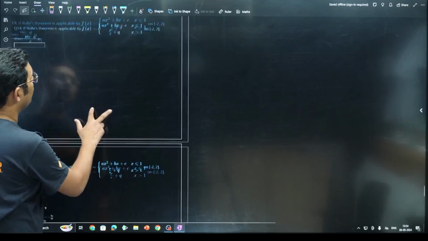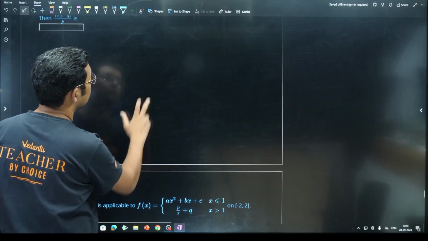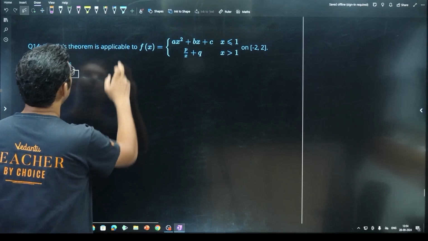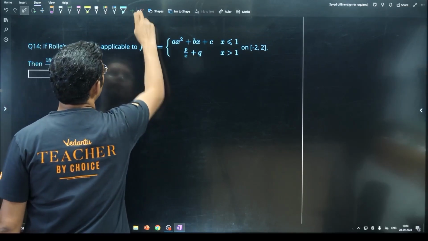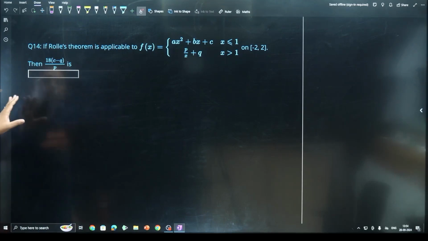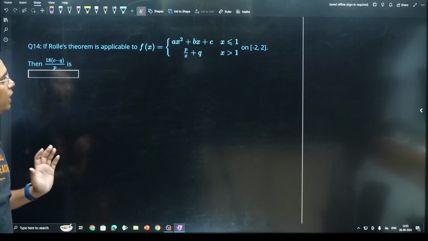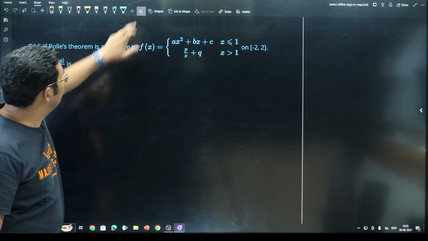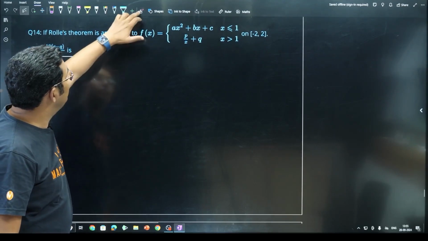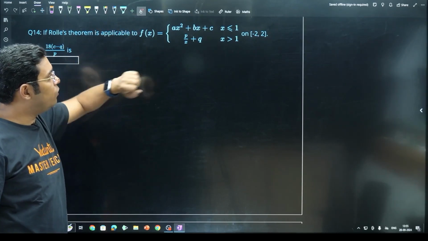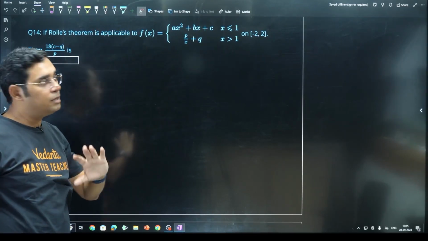Here we are given that Rolle's theorem is applicable to f(x) on minus 2 to 2, then we have to find the value of 18c minus q upon p. Let's see how this can be done. Here we are given f(x) in two parts. For x less than or equal to 1, it's a quadratic. For x greater than 1, it's p upon x plus q.